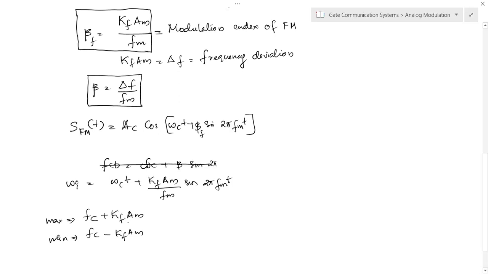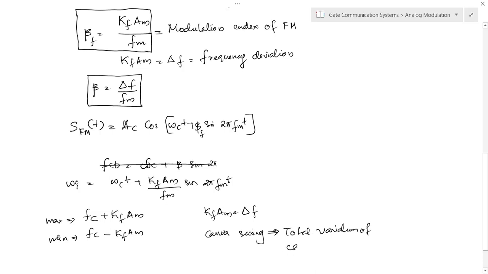kf into am is the frequency deviation, delta f, and we can write Fc plus delta f and Fc minus delta f. And one more thing you need to define, that is the carrier swing. In most of the questions they will ask what is the carrier swing, or we can define it in another way, that is the total variation of carrier frequency.